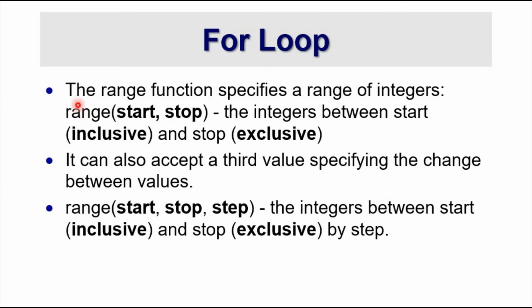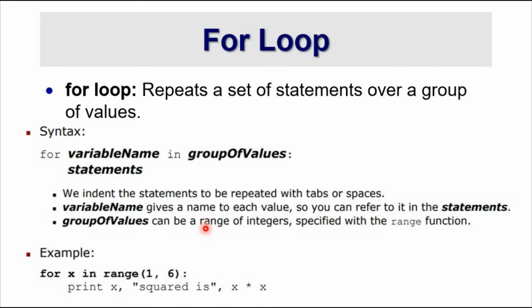This is the explanation of inclusive and exclusive. The range function specifies a range of integers, with a start and a stop. The integers from the start, which is inclusive, up to the stop, which is exclusive. For example, let me get you back. This 1 is inclusive, the numbers in between 1 and 6 are included, but 6 will not be included during the execution.